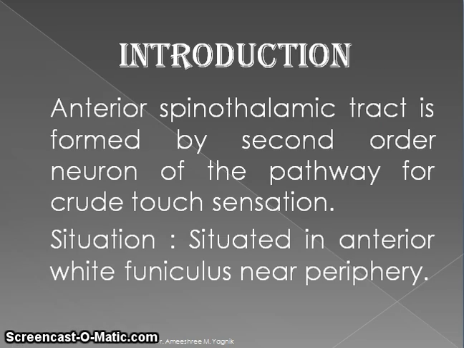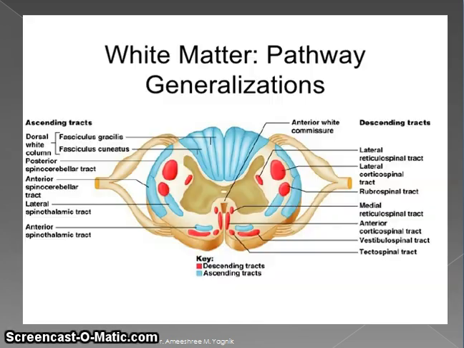So now, the anterior spinothalamic tract is formed by the second order neuron of the pathway for crude touch sensation. Situation: it is situated in the anterior white funiculus near the periphery. The most important function of the anterior spinothalamic tract is crude touch sensation. Now, see over here, this is the anterior spinothalamic tract. It is located here in the anterior white funiculus near the periphery. So that is the location of the anterior spinothalamic tract.